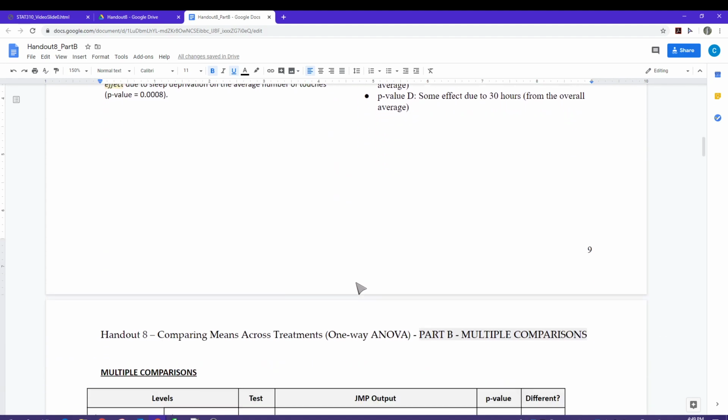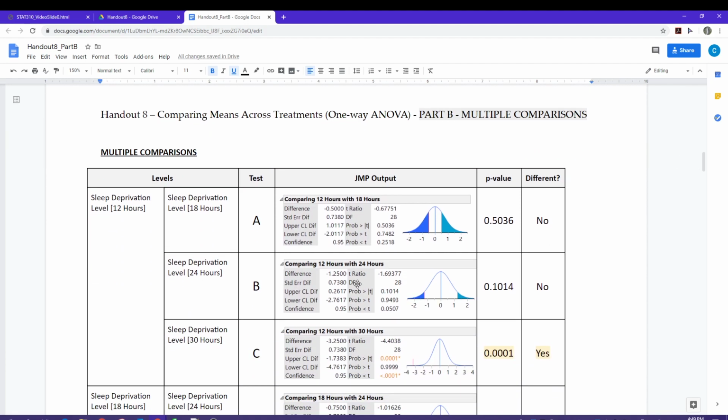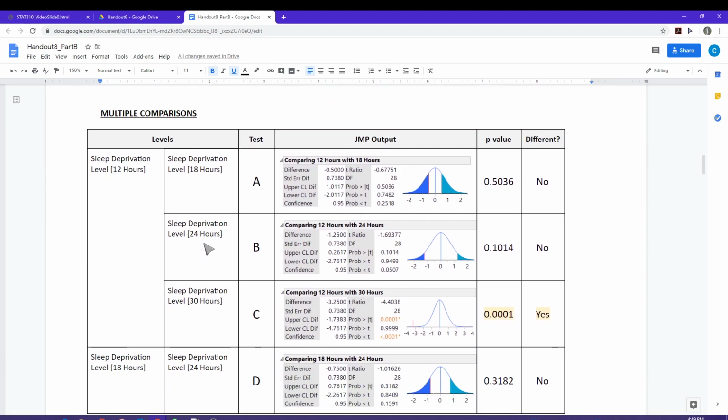So what do we look at for multiple comparisons? Or what are the multiple comparisons? Well, multiple comparisons are comparisons that will compare the individual levels to one another. So for example here, if I wanted to compare sleep deprivation level 12 to the sleep deprivation level 18. So how much of a difference do I have in the sleep deprivations between levels 12 and 18? Our standard JMP output for that t-test would look like this here.